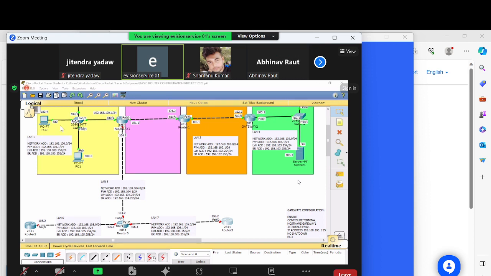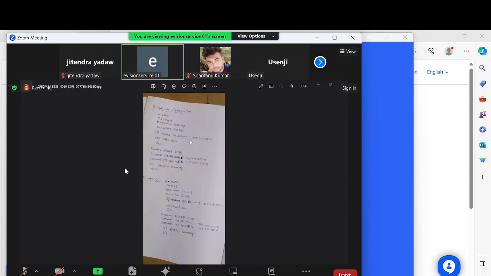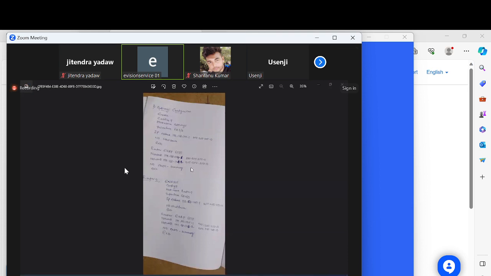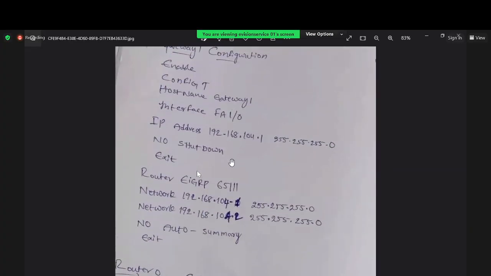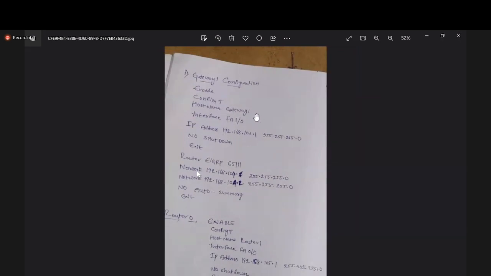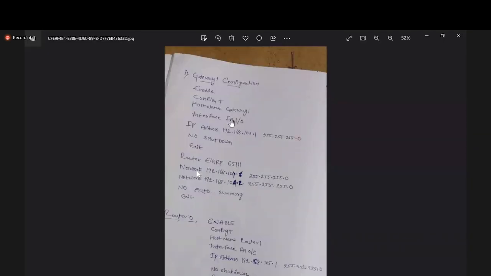Ushanji is there. Yes, sir. Ushanji. Yes, come in. You have sent these configurations, right? HLP gateway one configuration 104.1. Only one interface is there. Gateway one, you were having three interfaces connected, right? 0/0, 0/1, and 1/0. In your configuration, you have written only 1/0. The HLP configuration is also not good.